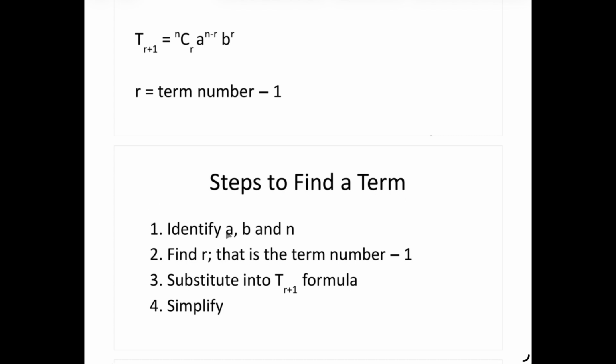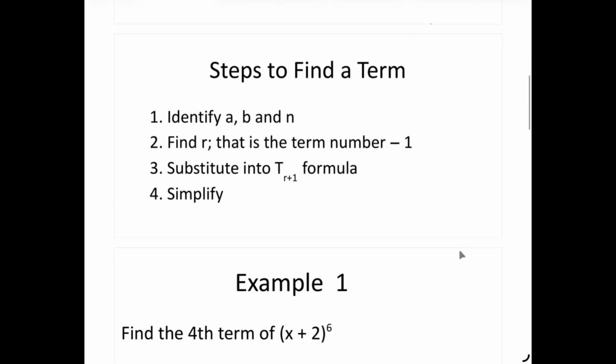First, identify your a, b, and n. You're going to find r, that is the term number minus 1, and then substitute this into the t sub (r plus 1) formula, which is up here. Then we simplify the expression. So let's look at an example.